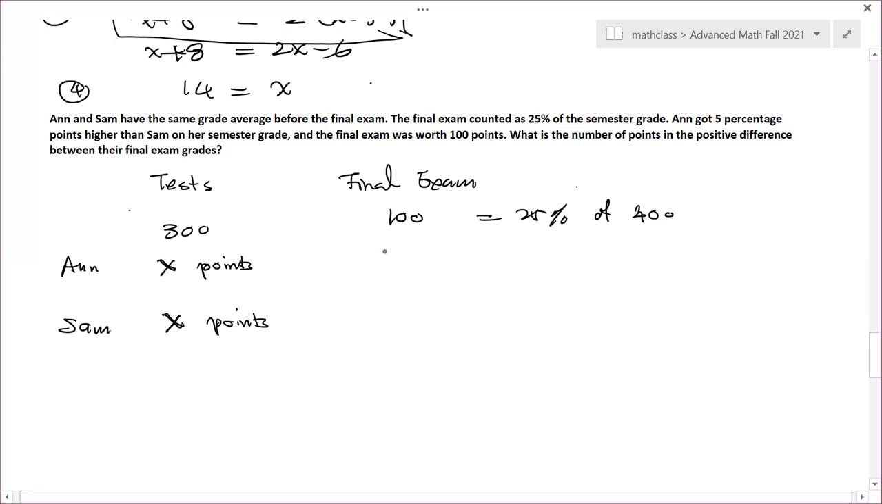Final exam: N got 5% points higher than Sam. So 100 points, you can have 100%, right? So that would be N, that would be Sam. N got A points, Sam got S points. What is the number of points in the positive difference of the final grades?